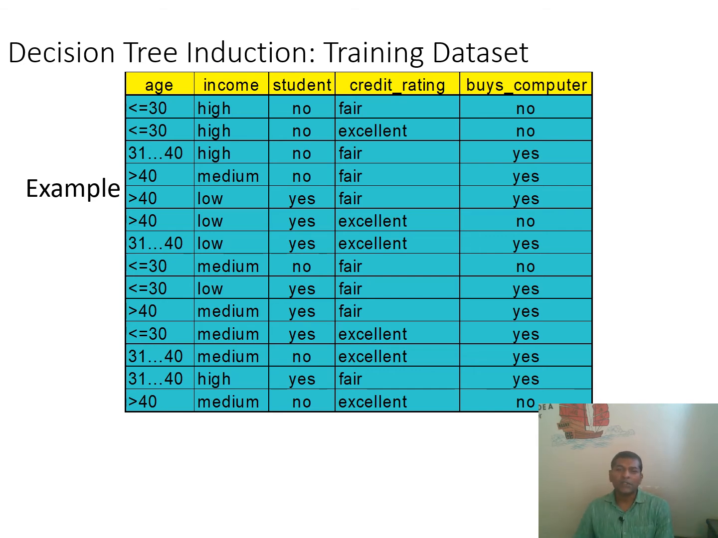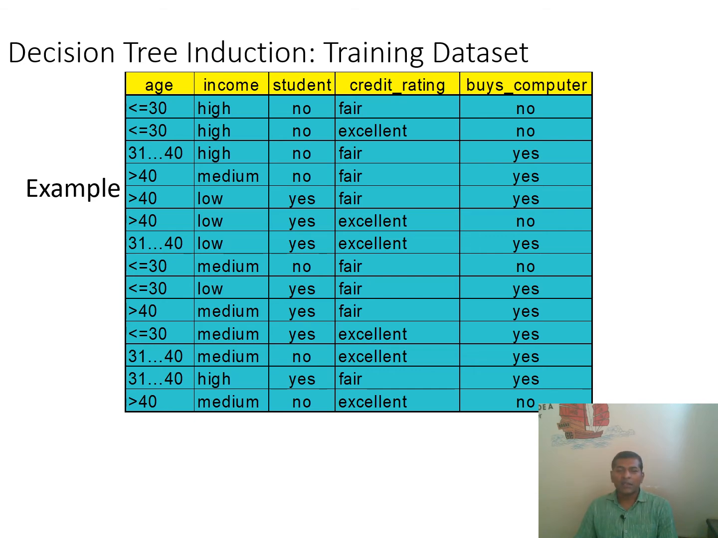So this example says we have different attributes like age, income, student, then credit rating, and buys computer or not. So this is a data set of a computer shop, which is used to decide whether a person is going to buy a computer or not. For that particular thing, decision making has to be done.